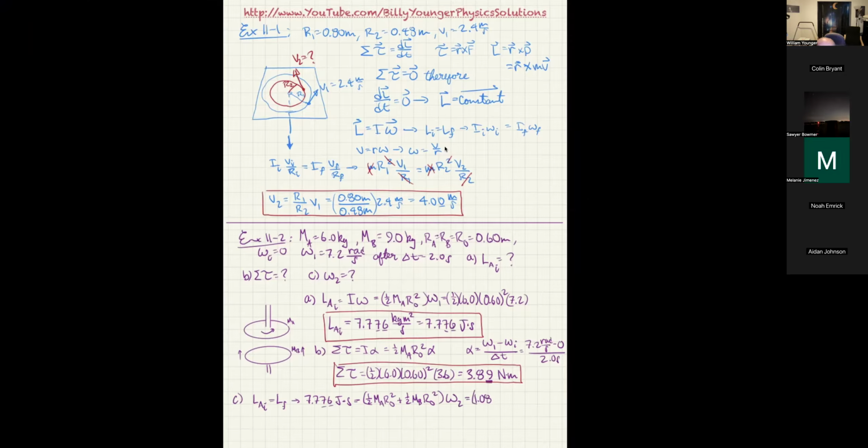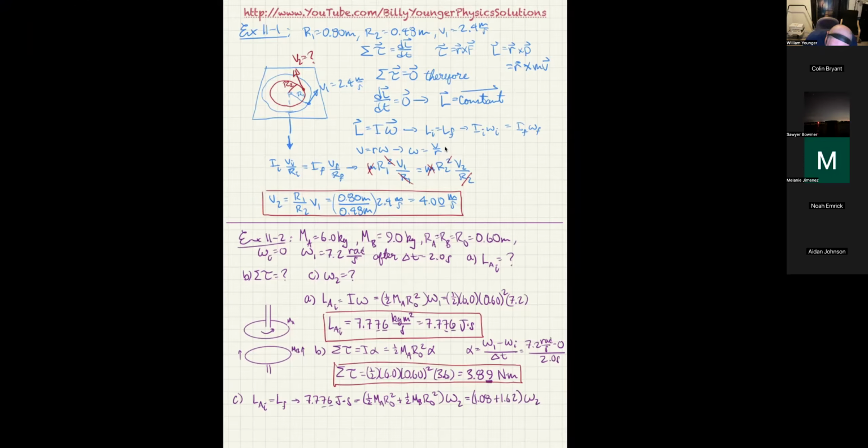0.5 times 9 times 0.6 times 0.6. That gives me 1.62. I don't remember getting that answer before. And all of that times omega 2. Anybody verify that you got 1.08 and 1.62 for those two moments of inertia? It looks like everything I did was right, but I don't remember getting 1.62 before.